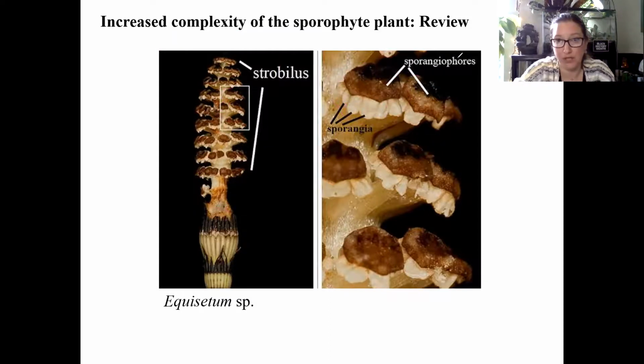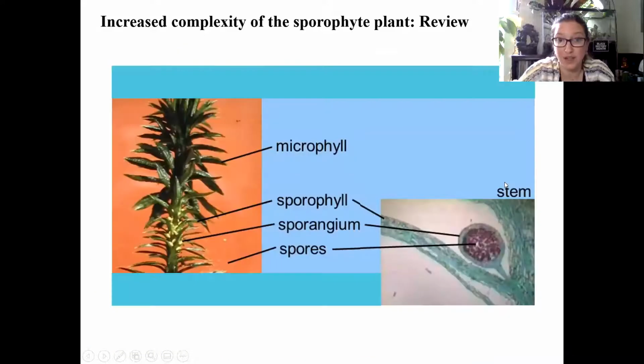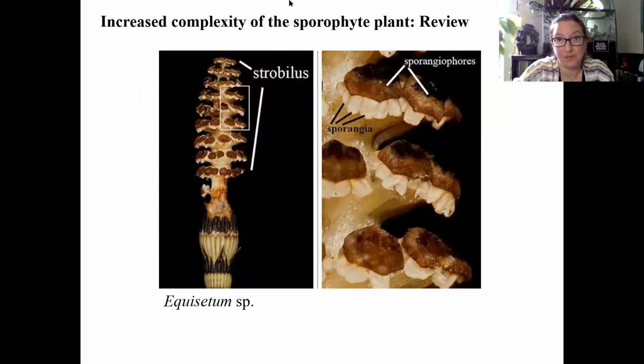Many sporangia per sporangiophore, as versus one sporangium per sporophyll, right? One sporangium per sporophyll in the lycopods is not as complex as many, like 10 or 20, something like that, sporangia per sporangiophore on the horsetails. So even more complex. Okay.